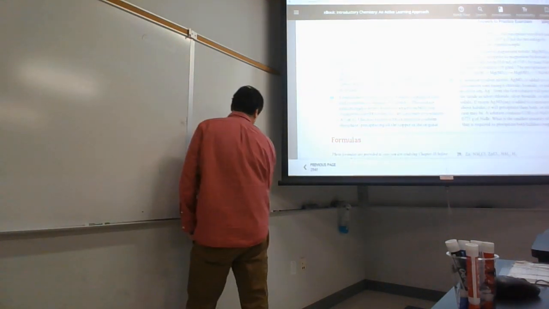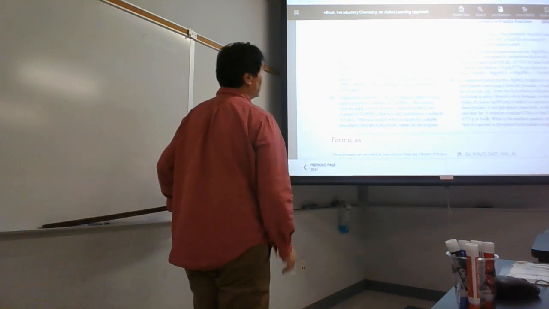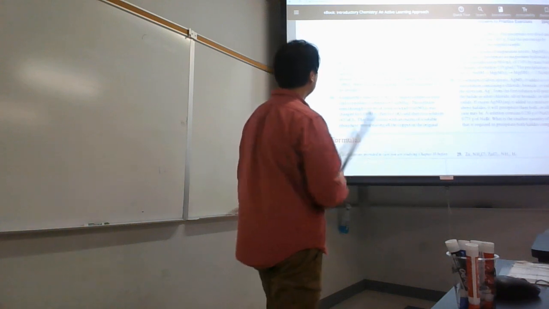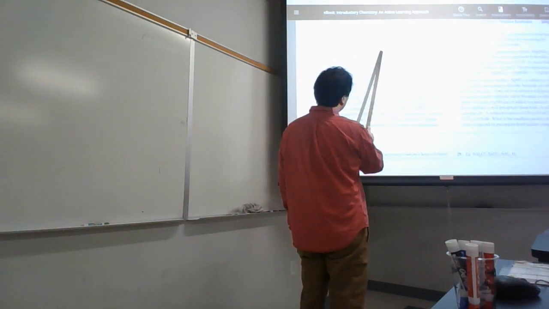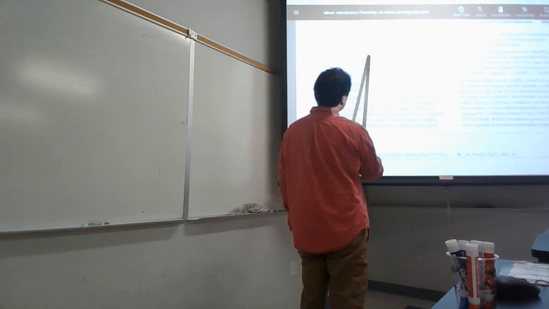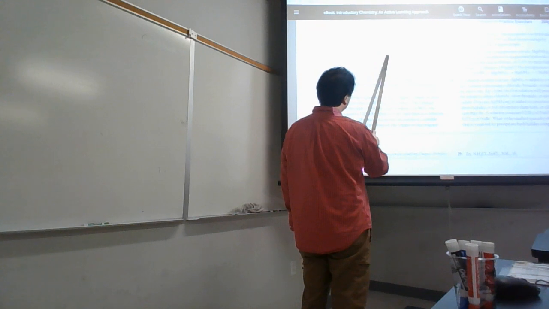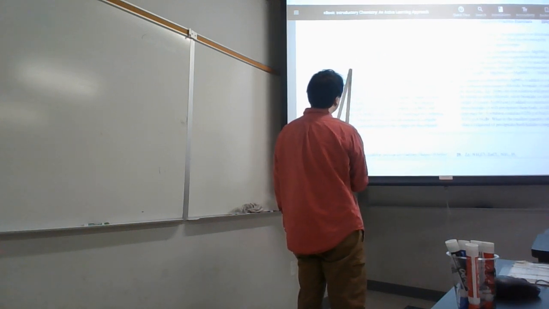There's one more problem I'd like to do from this, and that's number 87. Number 87 is: a student was given a 1.6240 gram sample of a mixture containing sodium nitrate and sodium chloride, and was asked to find the percentage of each compound in the mixture.